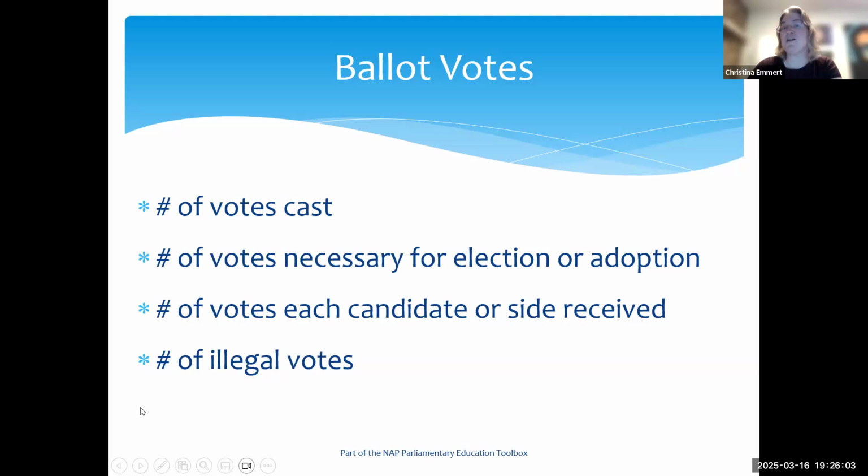If you're having a ballot vote, which obviously a lot of times is when you're voting for officers, but it could be other things, referendums, things like that, you would put first the number of votes cast for a certain position or a certain motion, the number of votes necessary for the election or adoption. So if it's a majority and you have 30 votes cast, then you would put, 30 votes cast, 16 votes necessary for election or adoption, the number of votes each candidate or side received, and if there were any illegal votes, you would also put that.